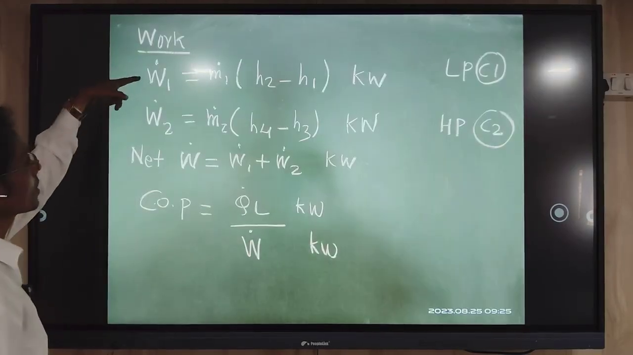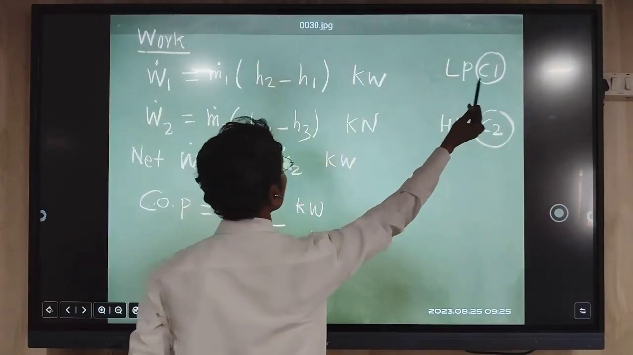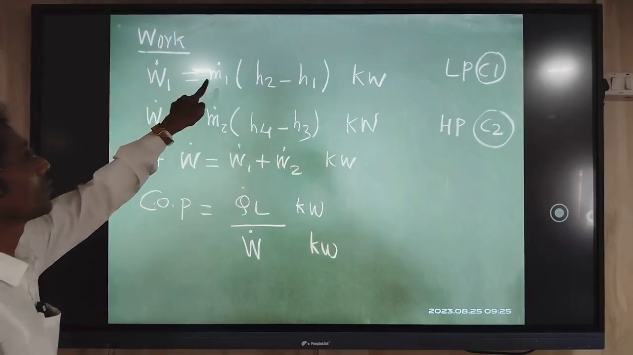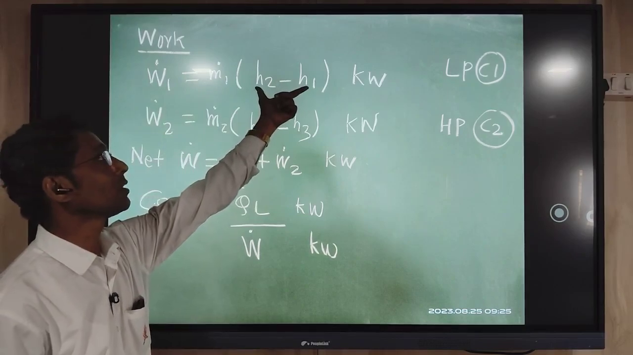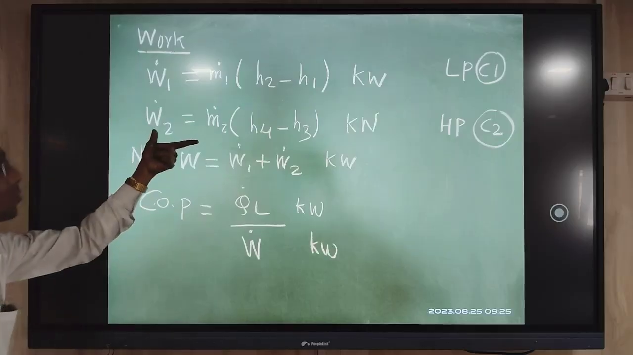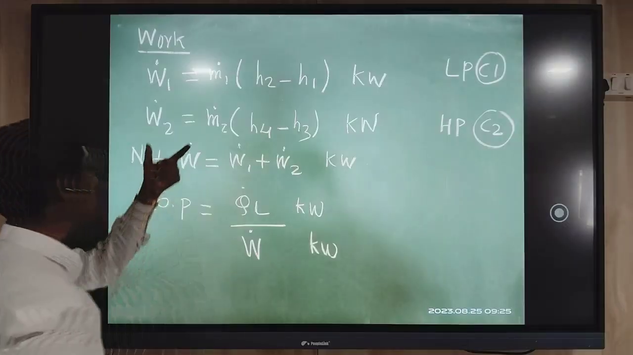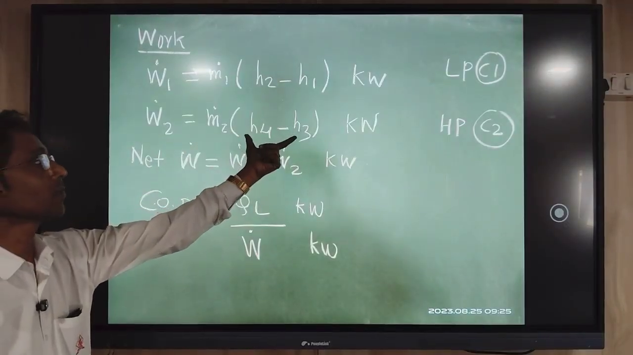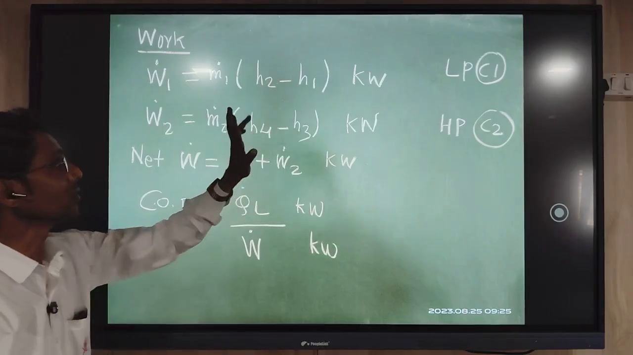In the work consumption, here will be two formulas. Low pressure compressor, that is the C1 compressor. Consumption is what? W1 dot is equal to mass flow rate M1 dot multiplied by H2 minus H1, the enthalpy difference across the first compressor. W2 dot is the consumption of the second compressor, that is the high pressure compressor, that is equal to M2 dot mass flow rate, and corresponding enthalpy difference, that is across point number 3 and 4, H4 minus H3.